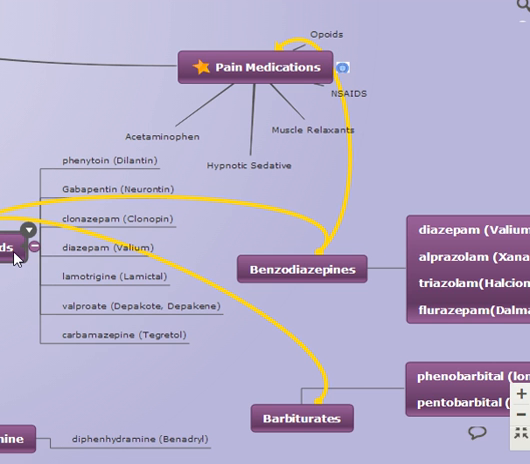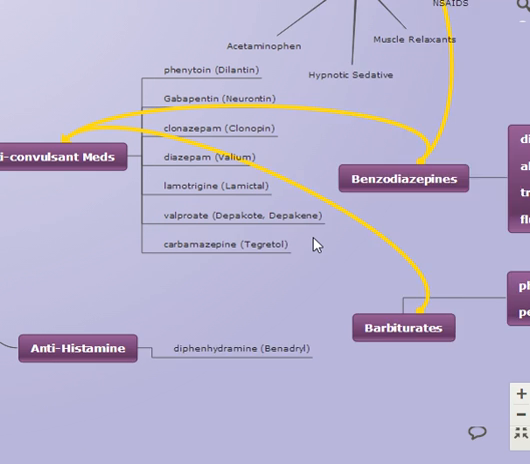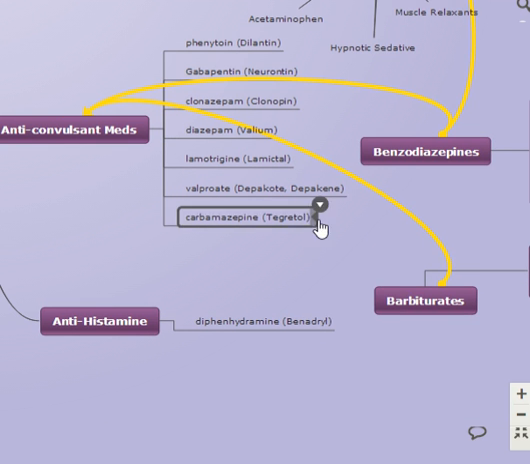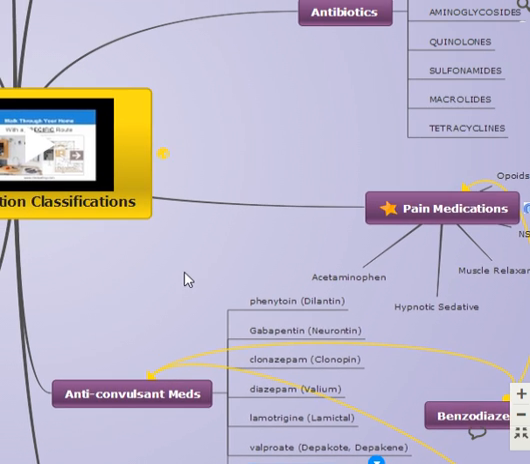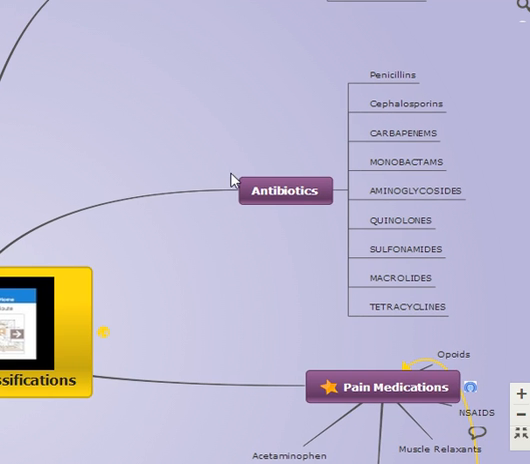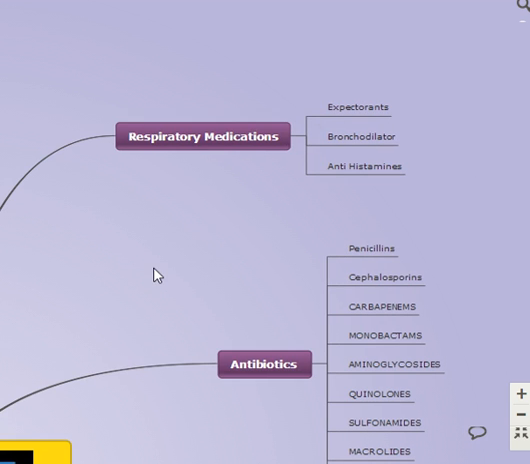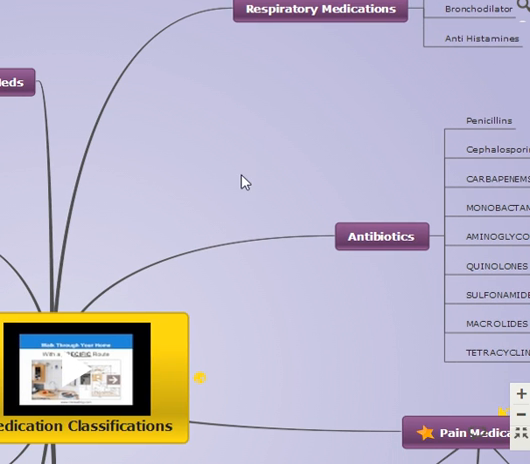Some benzodiazepines are also anticonvulsants, but they're used for different purposes. And so if you have a graphical representation of the stuff that you are trying to remember, it's much easier to remember because your brain remembers pictures far better than it remembers words.